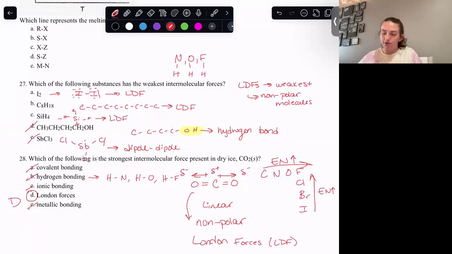Okay, so then how do we differentiate between A, B, and C? If they all have London dispersion forces, what contributes to London dispersion forces? What factors make a London dispersion force stronger or weaker than the other?